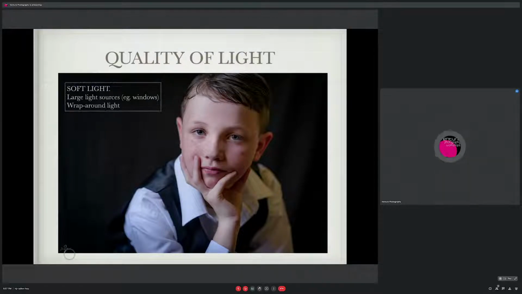Large light sources create soft lighting, and soft lighting simply means that the transition from light to shadow is very gradual. It's a very feathery kind of transition, and quite often you don't even get dark shadows coming through because the light wraps around the person.